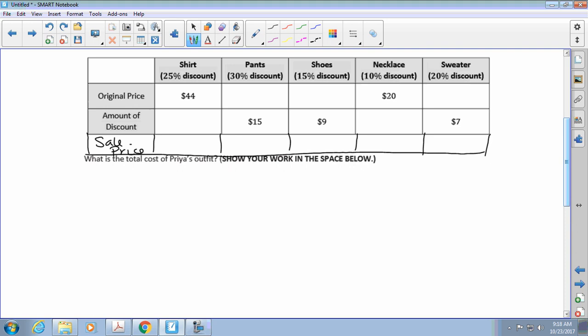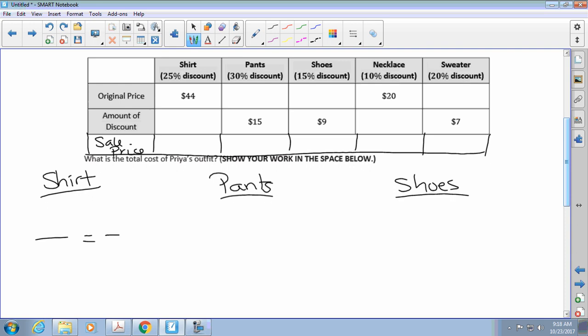All right. So we already did the shirt. Okay, so look at your paper right now. We should have a section for each article of clothing or item that she buys. Pants. She probably wants pants. And shoes. All right, so you would use a proportion for each of these, and that's all I have room for right now without scrolling down. So, all right, the shirt was a 25% discount.